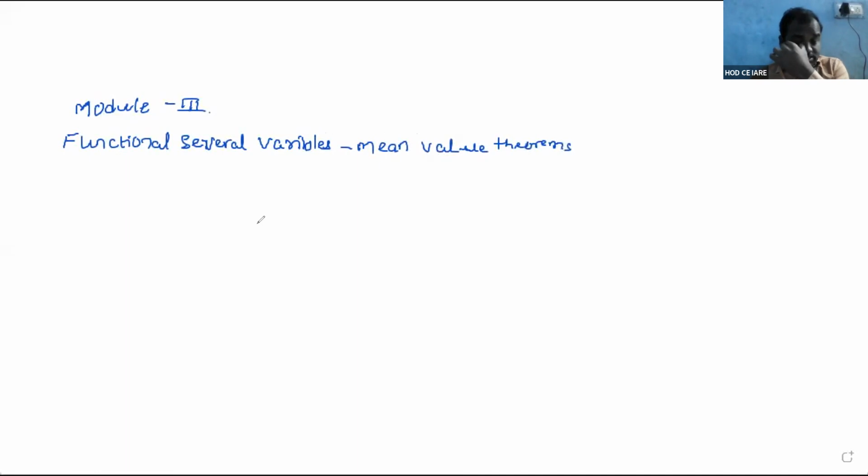Okay, this is module 3. In the previous modules, we discussed matrices completely. Here, we will discuss partial differentiation and limits concepts. In this module, we majorly have to learn only the limits concept and partial differentiation.